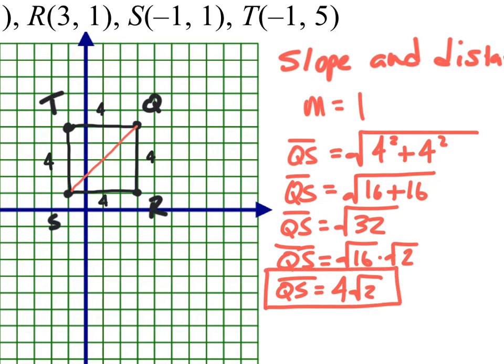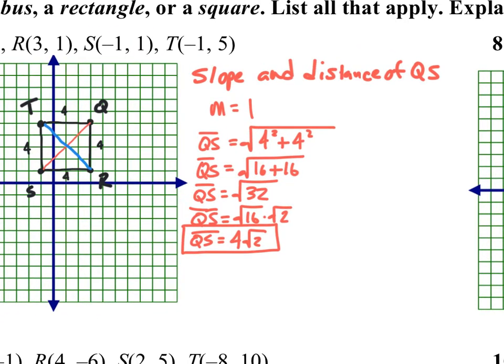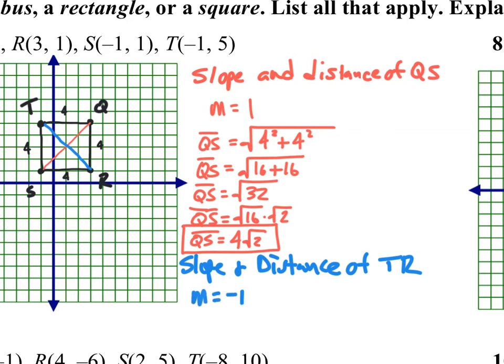Now the next thing I'm going to do is find the distance and slope of TR and see what I get. I'm going to write the same thing over here: slope and distance of TR. For TR, I know that my slope is actually negative 1, because I go down 4 and to the right 4. Because it goes in this direction, I know that it's negative. And so my slopes are opposite reciprocals of each other, which is good because now I know that they're perpendicular.